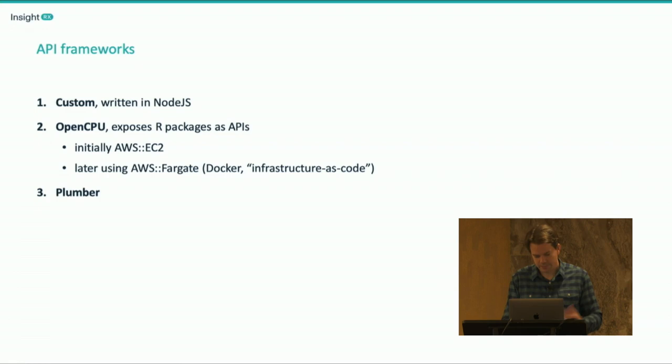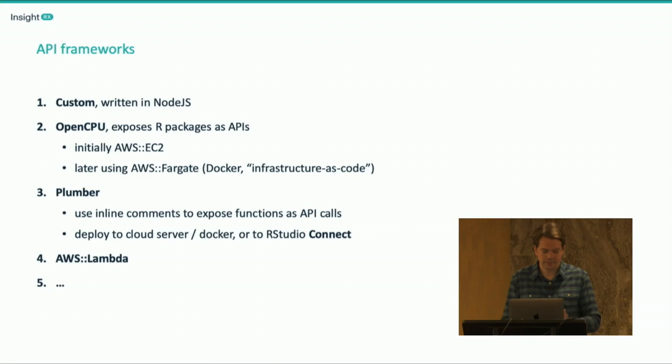Another thing that would be good to mention is maybe Lambdas on Amazon, which basically allows you to upload a specific function, and then you can easily use that function, and you don't have to worry about the scaling at all. So that's another option that we might look into. And I also know that there are a lot of other folks working on API frameworks, but I don't have the time to go into that.